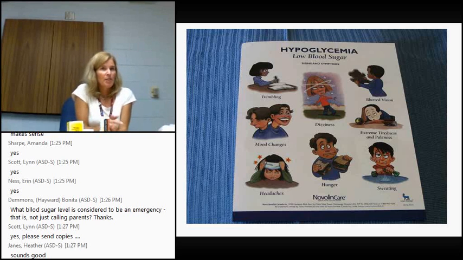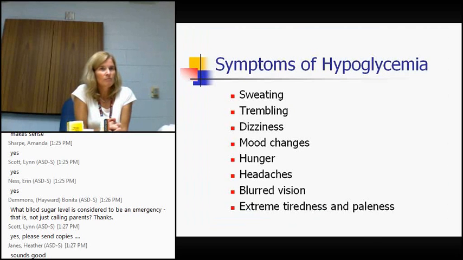This pictogram as well, we can send that to you, and that just shows some of the signs and symptoms of low blood sugar. So we've got drowsiness, mood changes, headache, hunger, sweating, the child that looks pale and has their head on their desk, or the child that's on the bus and has fallen asleep. That might be another indicator that a child with diabetes may be having low blood sugar.